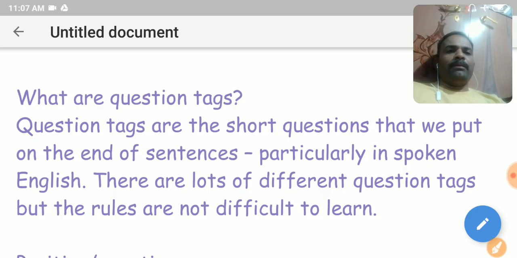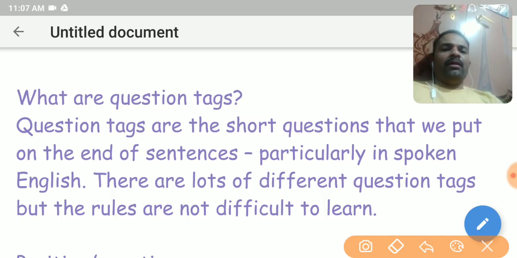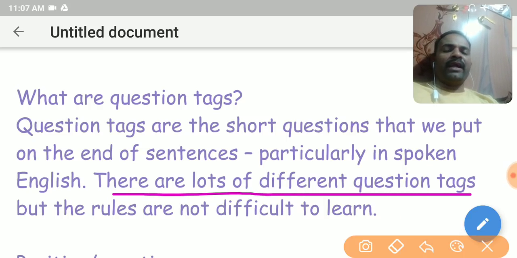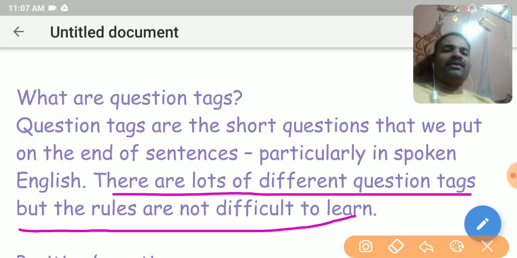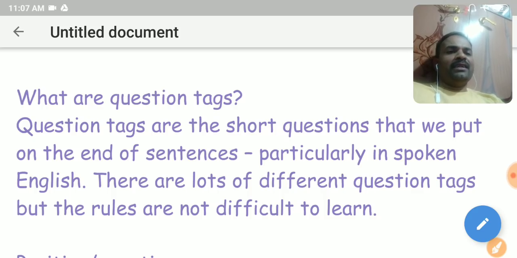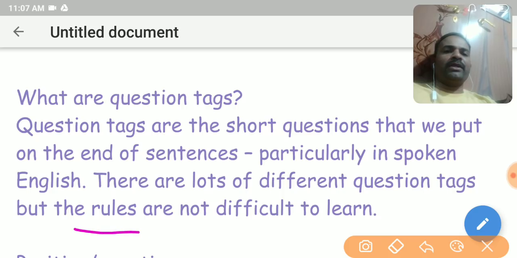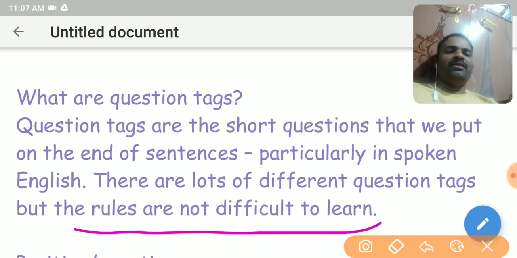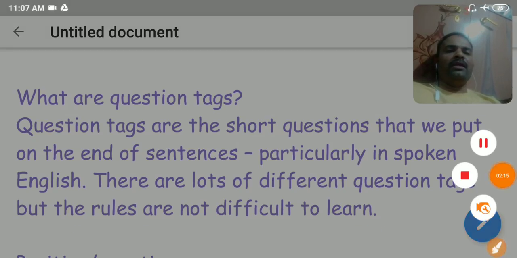At the same time, there are lots of different question tags, but the rules are not so difficult to learn. I mean, the rules of question tags are very easy to learn, my dear friends.